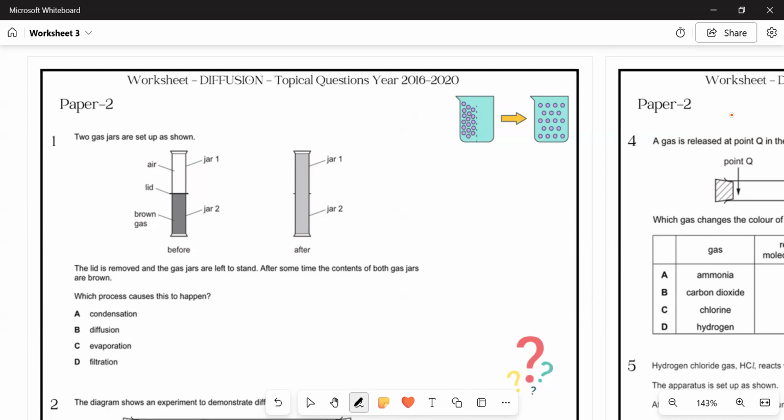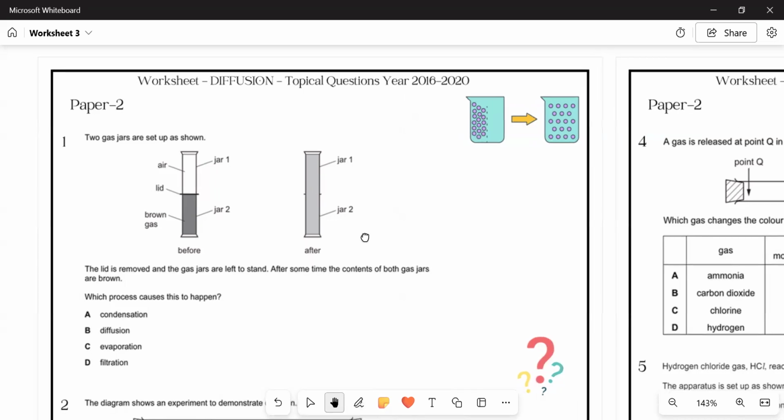So if gas or liquid particles are heavier, they diffuse slowly. And if the particles are light, they diffuse faster. So let's do some of the paper 2 questions, which are MCQs related to the topic of diffusion. Okay, so this is the first question.